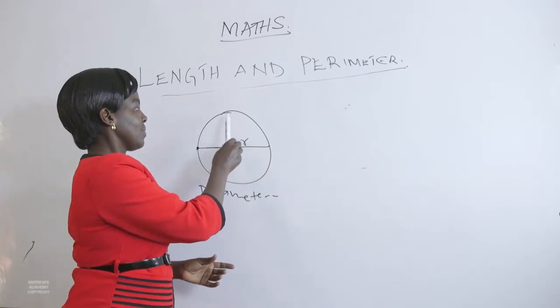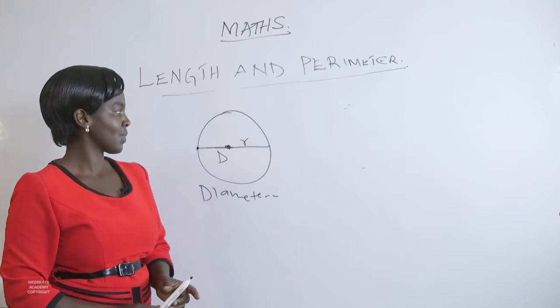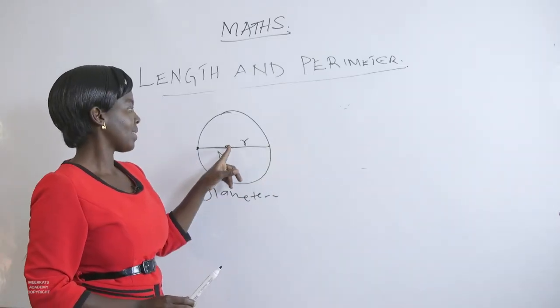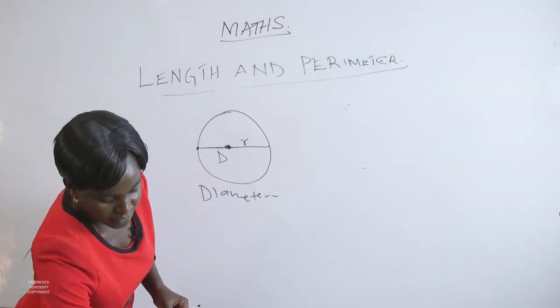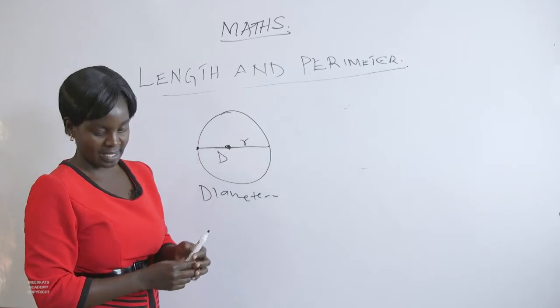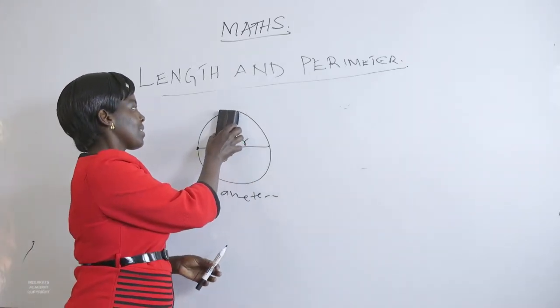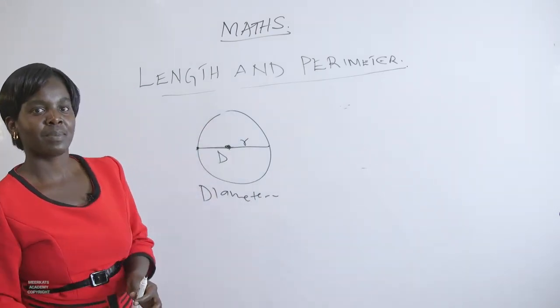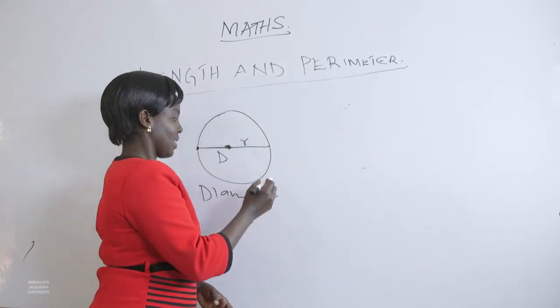So if we have a circle like this, then we have the diameter through the distance from the circumference of the circle to this other end, and then half of it we have the radius. How do we find the perimeter of the circle? The perimeter of the circle is normally referred to as the circumference.